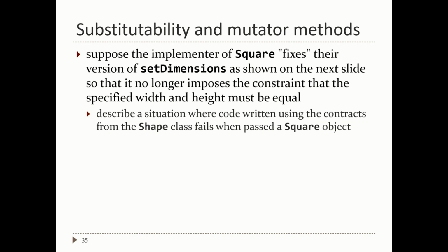So for example, someone's code might take in a width and a height and a shape, and they fit the shape into that width and height. So they pick whatever dimension is smaller, and then they scale the shape so that it fits. If you pass in a square, and you're ignoring one of the two dimensions in setDimensions, now when you call their method, your square no longer fits into that width and height properly. You can easily come up with methods written using the Shape contracts that no longer work when you pass it a square. Was there a question back there?